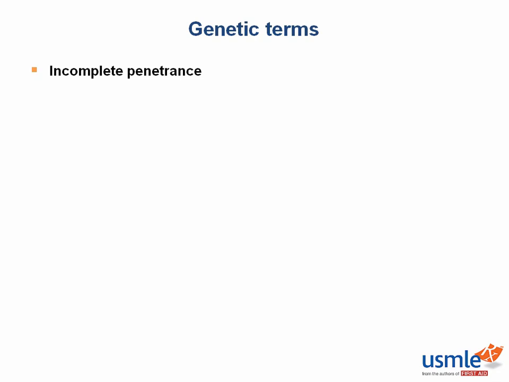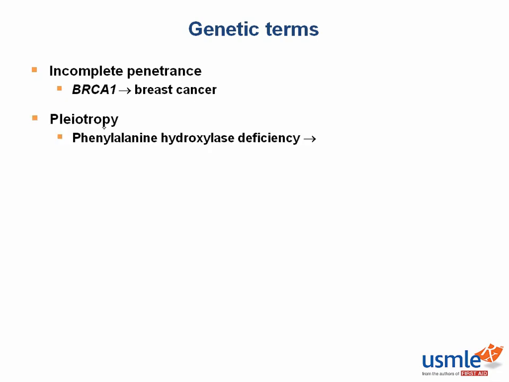An example of incomplete penetrance is the BRCA1 mutation, which can cause breast cancer in some people, but have no effect in others. By the way, do you know what the BRCA protein does? It's used to repair double-strand breaks in DNA. In pleiotropy, a genotype can cause multiple different phenotypic effects. So you might say that a gene has pleiotropic effects.